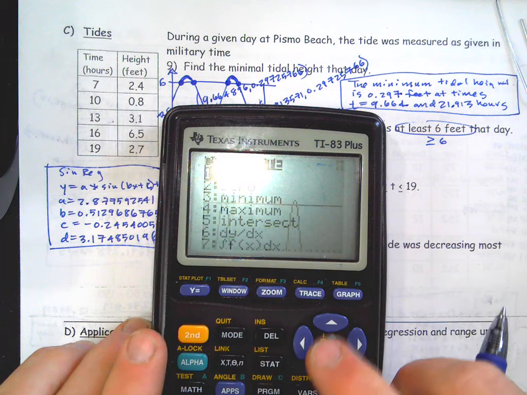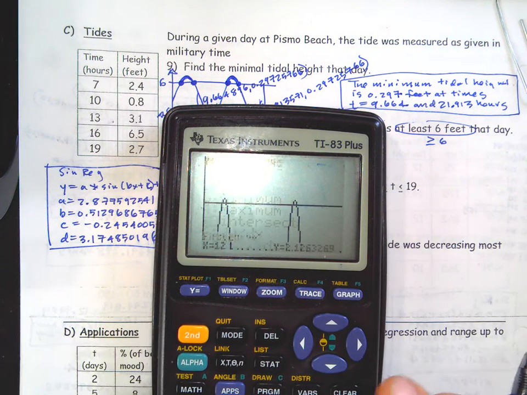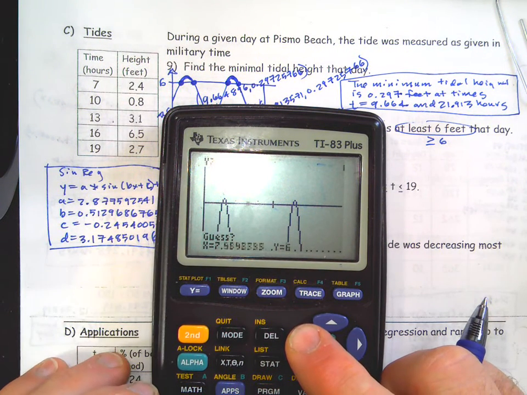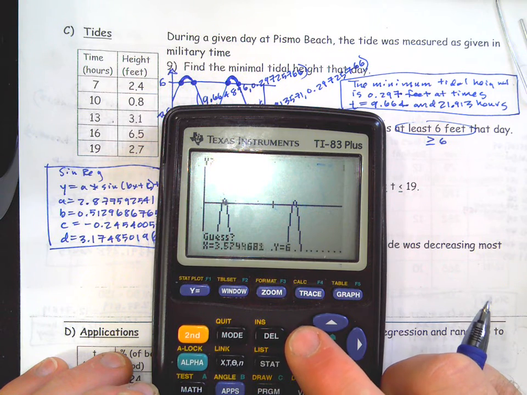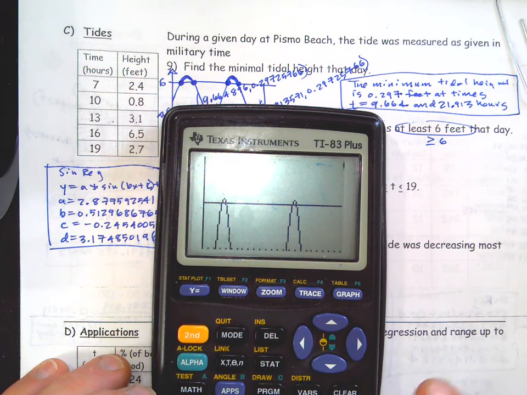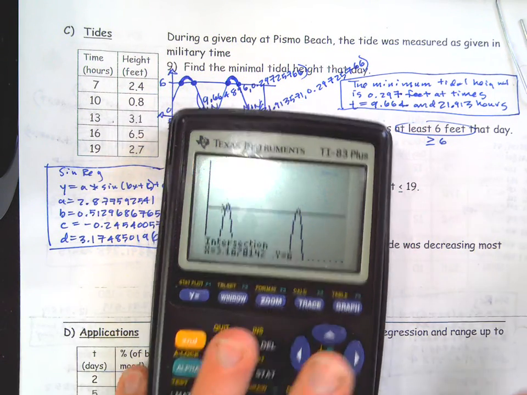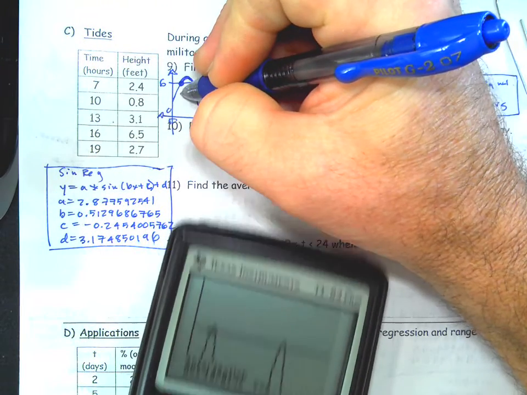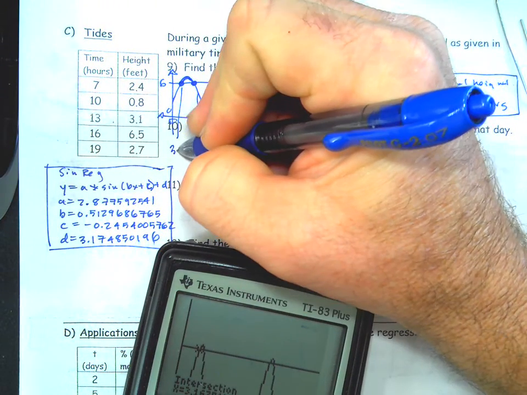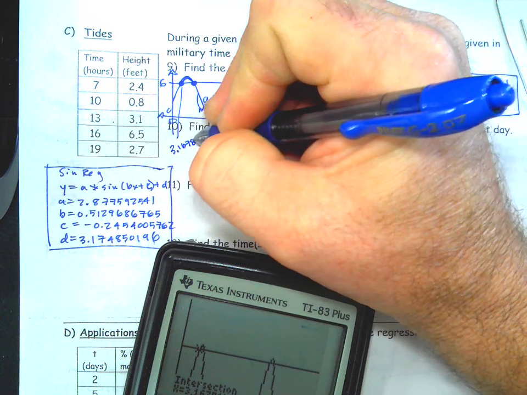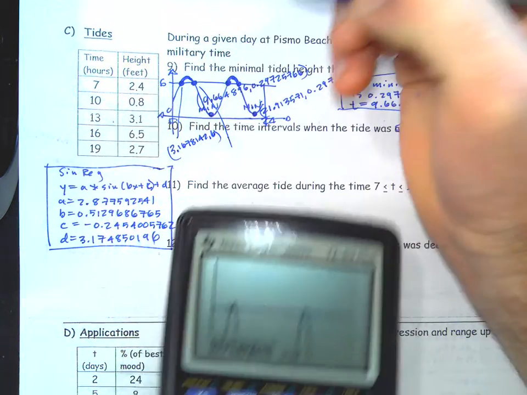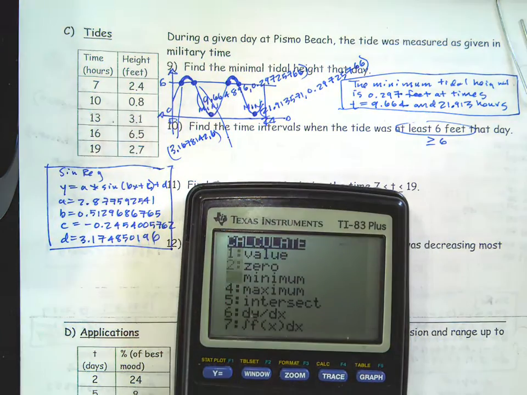Second calculate, number 5, intersect. First curve, second curve. Now, these are so close to each other, I'm going to go ahead and use the cursor. We've got to say guess. So I'm going to guess to the left of this to make sure it finds the left one first. I'm going to write that on here. 3.1678142, comma 6.